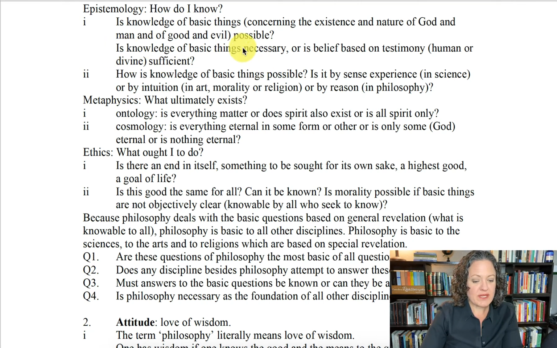Is knowledge of basic things necessary? Do we need answers to whether God exists or not? What a human being is? What is good and evil for human beings?